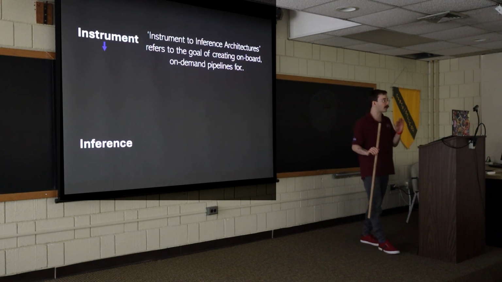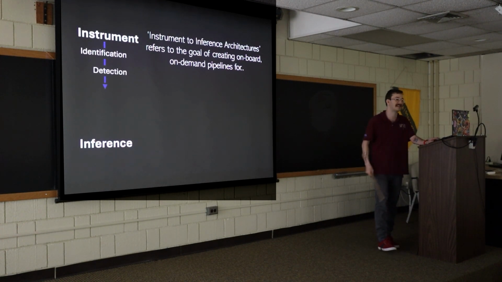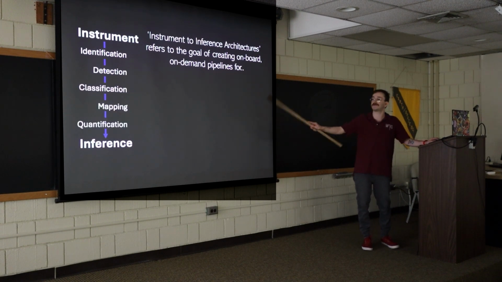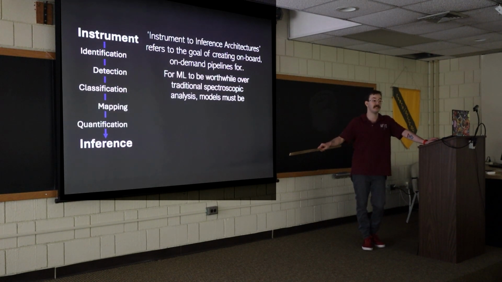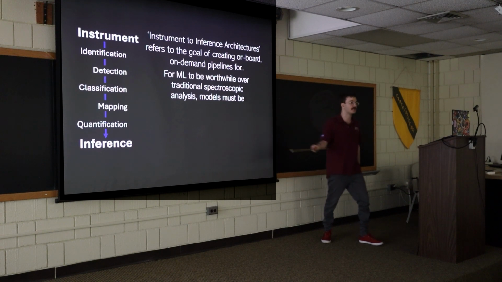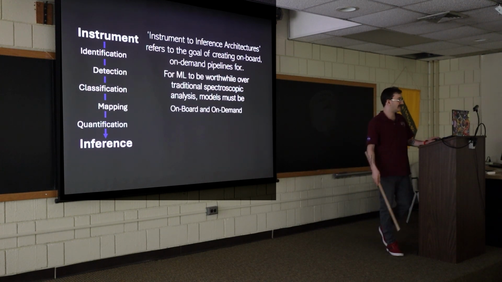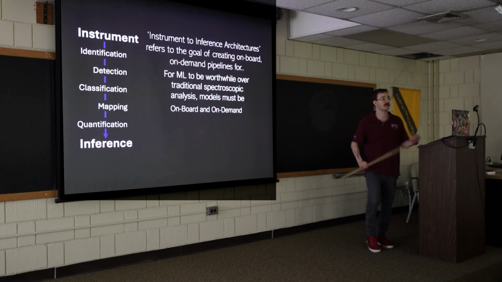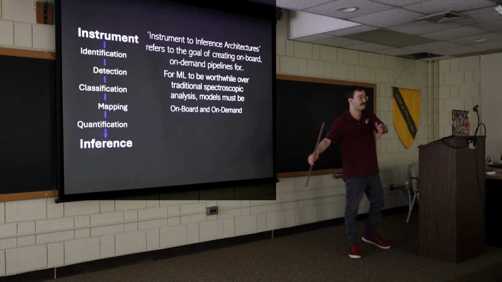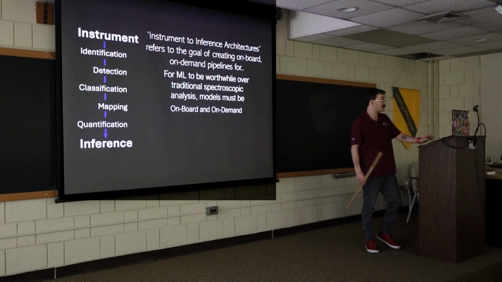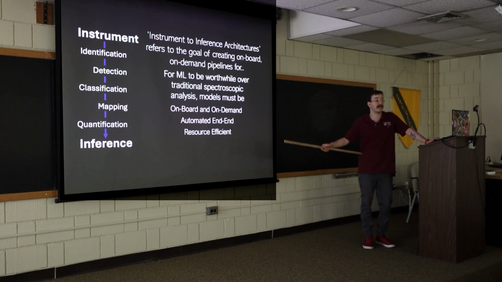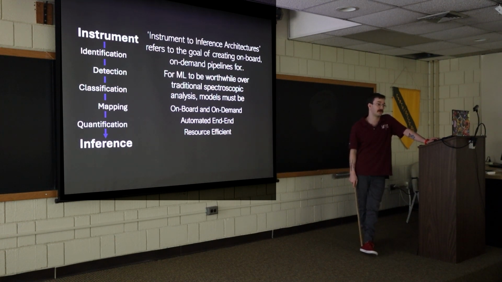We want onboard, on-demand pipelines that do the identification, detection, classification, mapping, and quantification. Because for machine learning to be worthwhile over traditional spectroscopic methods, it needs to be on board and on demand, right? It needs to replace having to send all this data back and get a person involved in it. It needs to be automated, right? So we don't want to hire spectroscopists to go through all of this stuff. That's the whole point.